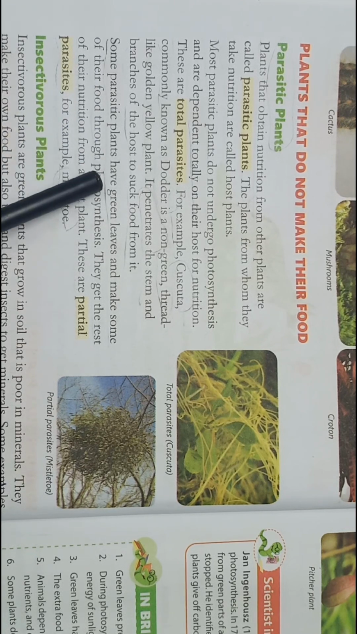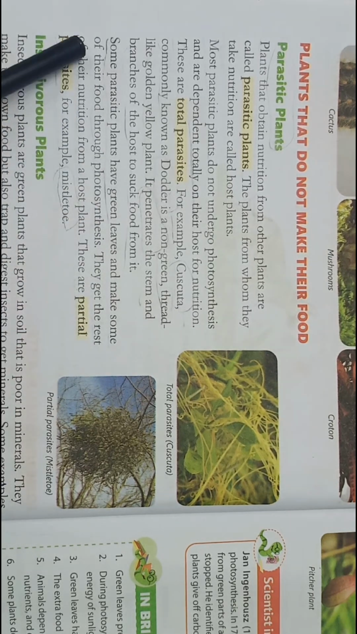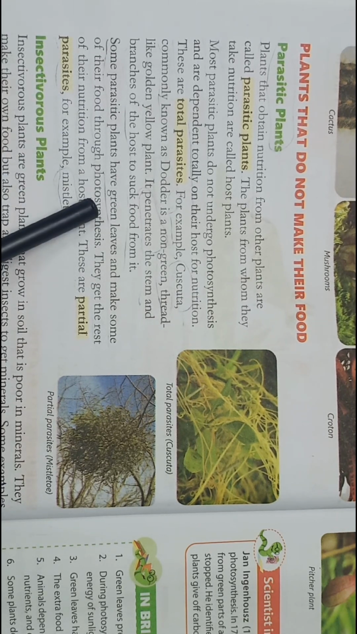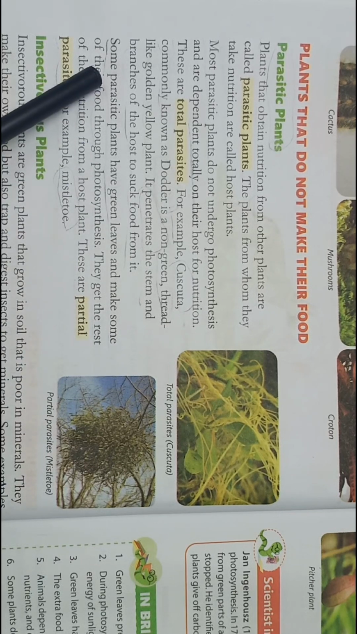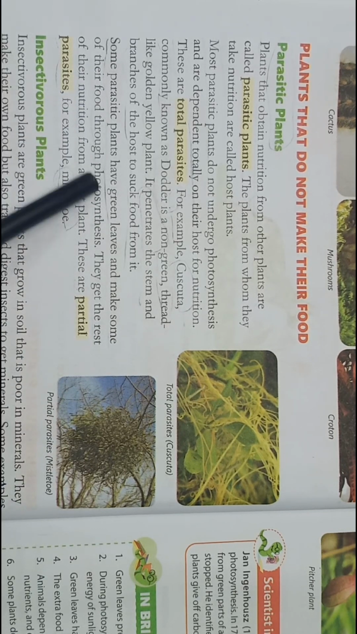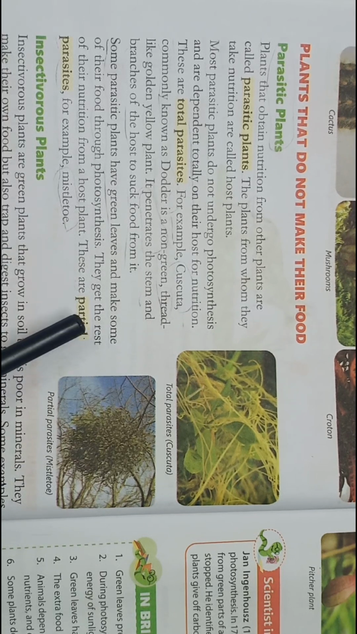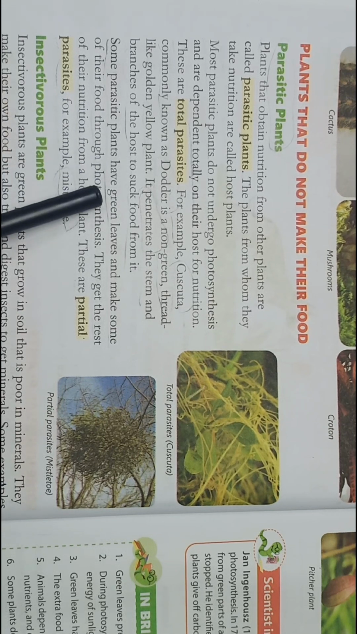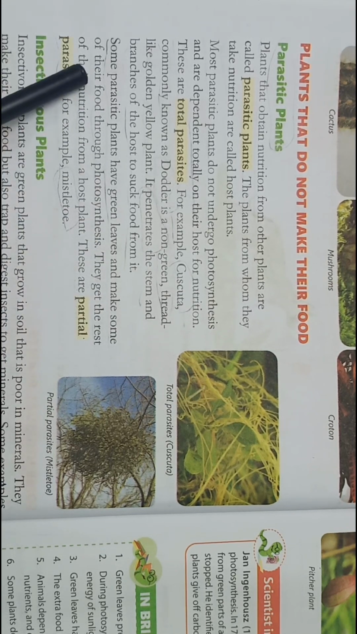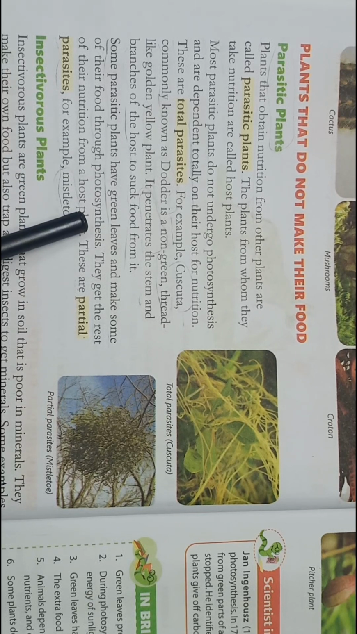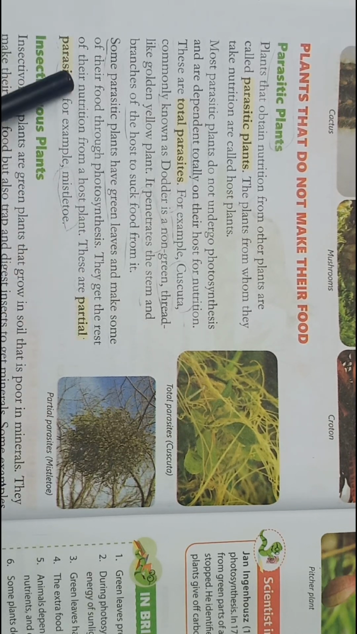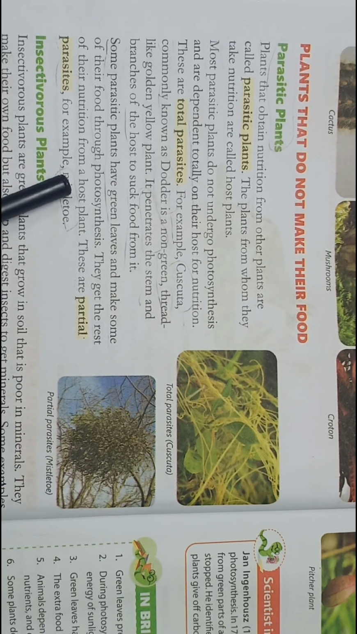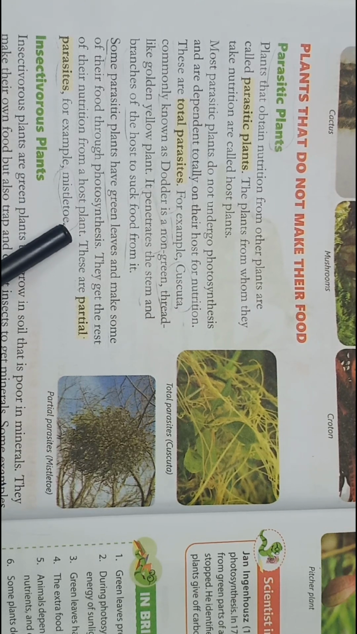Some parasitic plants have green leaves and make some of their food through photosynthesis. They get the rest of their nutrition from a host plant, taking the nutrition from the host plant.